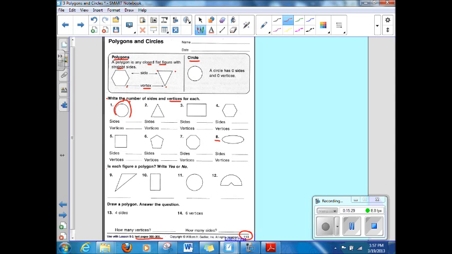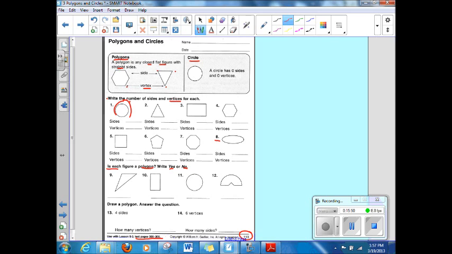Number 9 through 12, it asks, is each figure a polygon? You can write the word yes or no. Is it a polygon? Yes, it has straight sides. It's closed. It is a flat figure. No, it doesn't have straight sides. Or no, it's not closed. Or no, it is not flat. So number 9 through 12, is it a polygon?